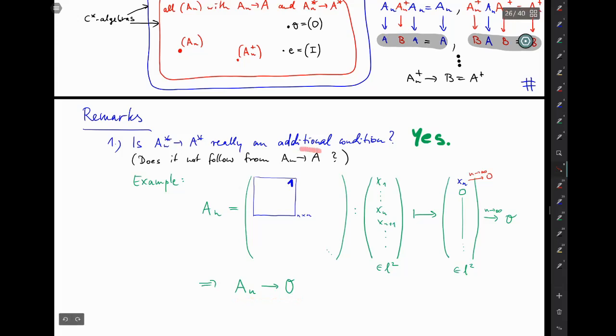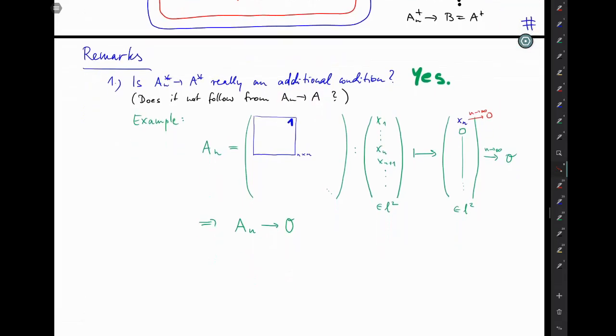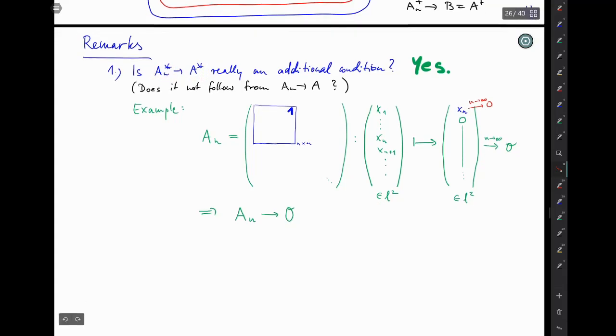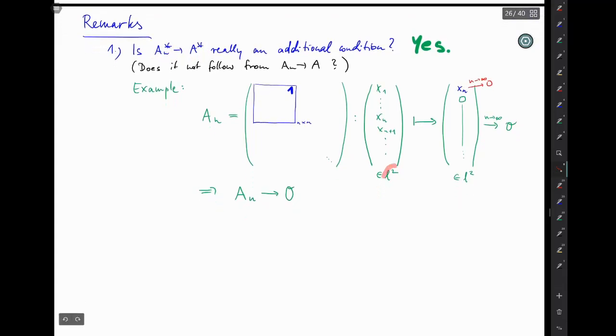So we have an example where A_n converges strongly to some limit A, and in order to show that not automatically A_n star converges to A star, we should check what A_n star is doing as n goes to infinity. So fortunately we are looking at Hilbert spaces here, so we can form the adjoint. And we know that the adjoint operator is simply given by the adjoint of this matrix here.